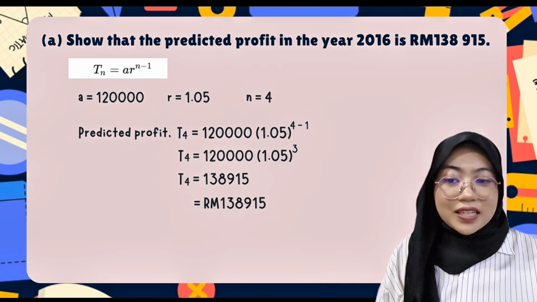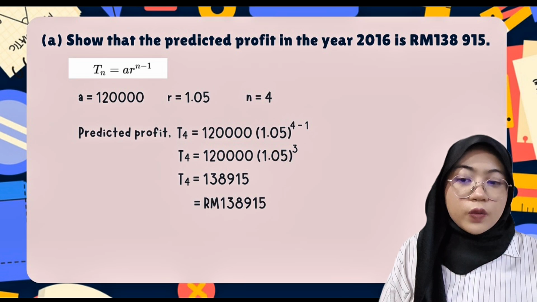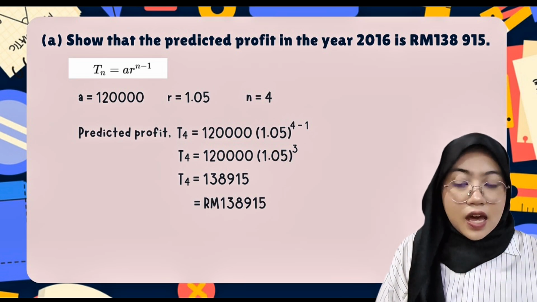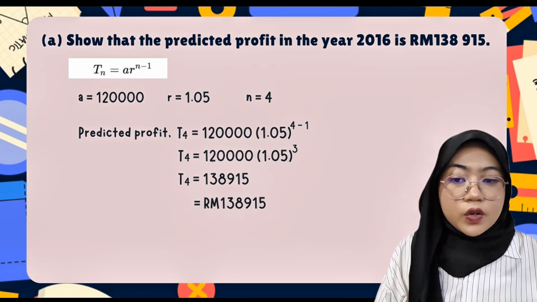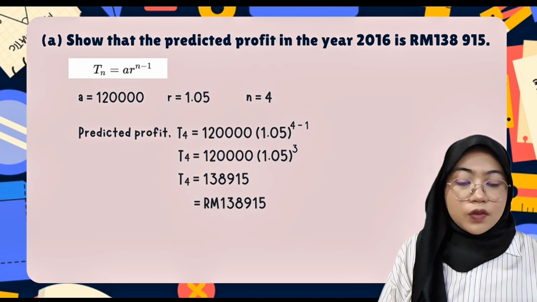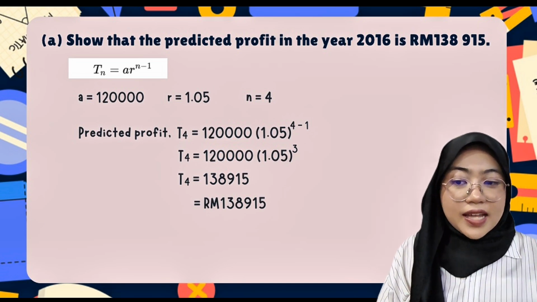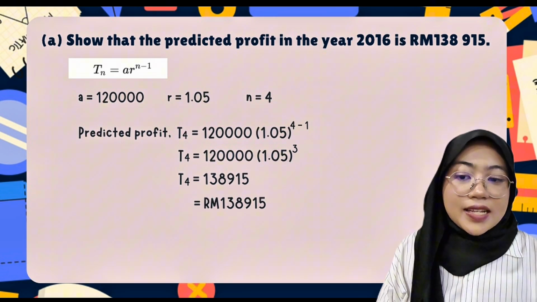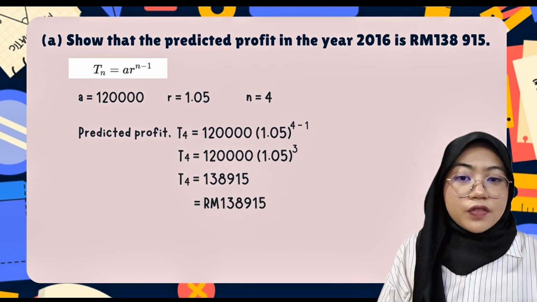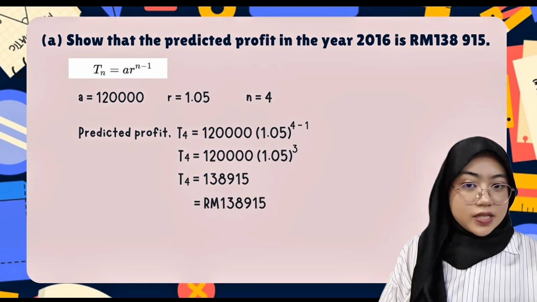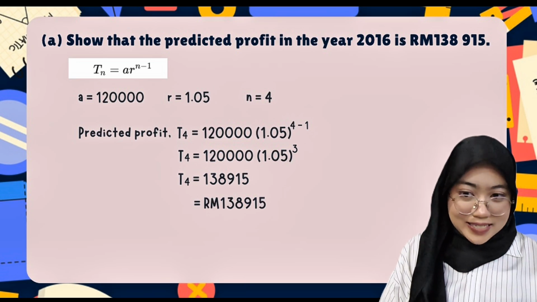So the predicted profit, which is T4, equals 120,000 times 1.05 to the power of 4 minus 1, and we will get the solution 138,915 ringgit. So that is our predicted profit for the year 2016.